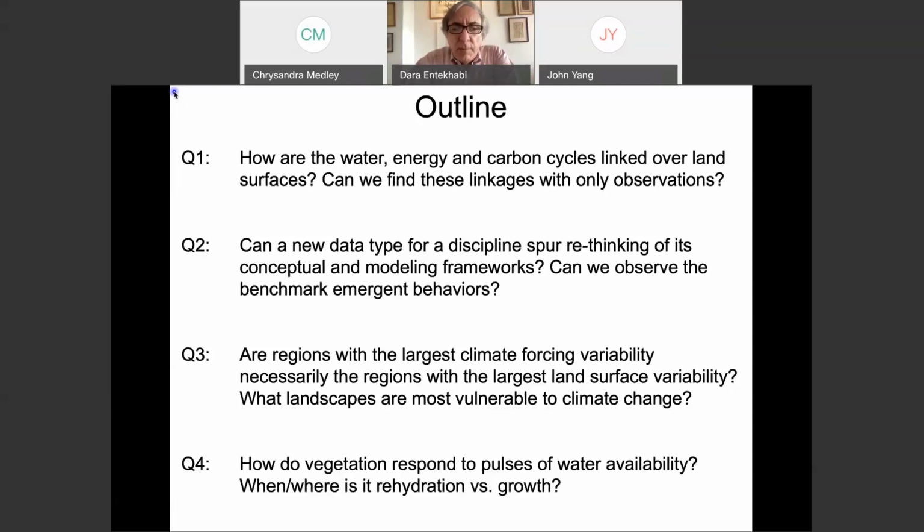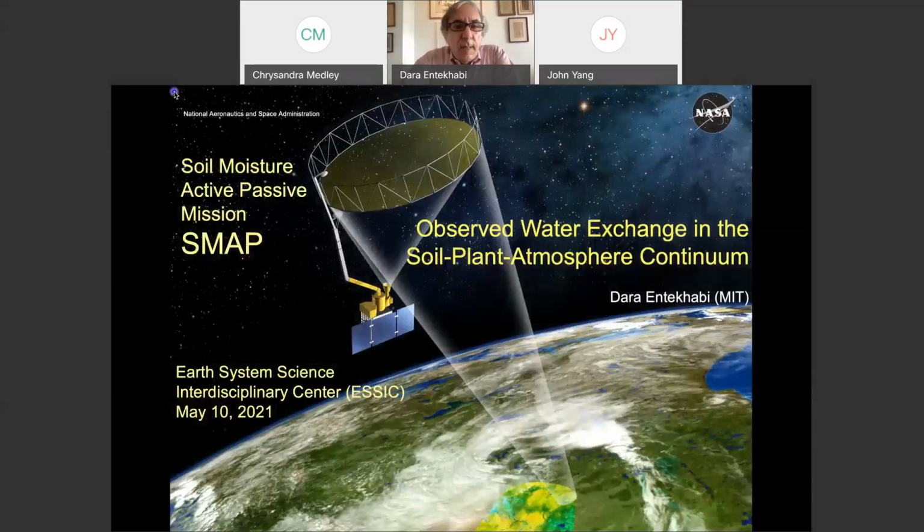The question is, pulses of water availability spur some response in vegetation. How much of it is rehydration? How much of it is growth? And where and when and under what conditions? So these are the 4 questions, Q1 through Q4, that I'm going to be talking about. All of them can be characterized under a general short title, Observed Water Exchange in the Soil-Plant Atmosphere Continuum.